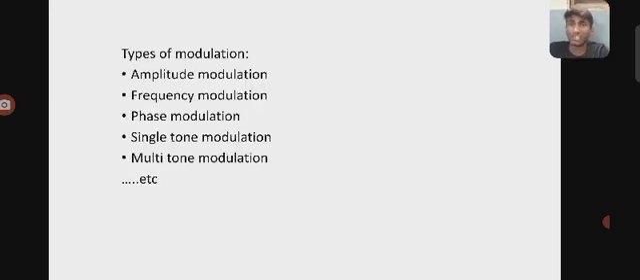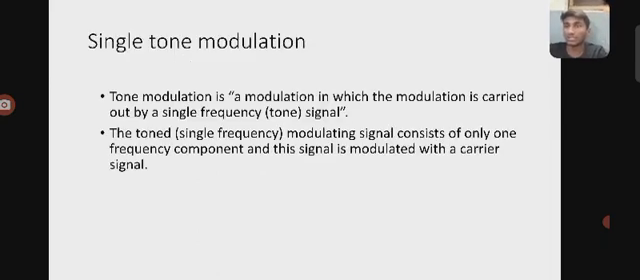But what are the types of modulation we generally do? Amplitude modulation, frequency modulation, phase modulation, which is also known as angle modulation, single tone modulation, and multi-tone modulation. For this topic, we discuss only amplitude modulation with single tone modulation, and frequency modulation with single tone modulation. So let's get into our topic, single tone modulation.